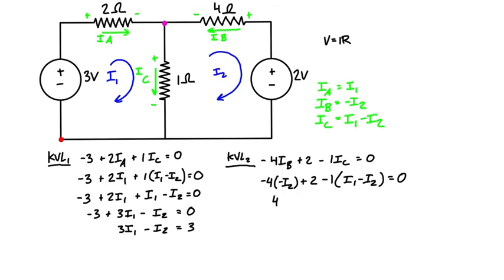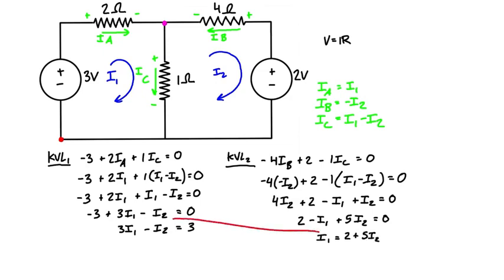But either way, we can simplify this, and we're basically going to get I1 is equal to 2 plus 5 I2. So we can take this I1, and we can directly substitute it in right here. So we're just going to get 3 times 2 plus 5 I2 minus I2 is equal to 3. So we can just simplify that. That's just 6 plus 15 I2 minus I2 is equal to 3.